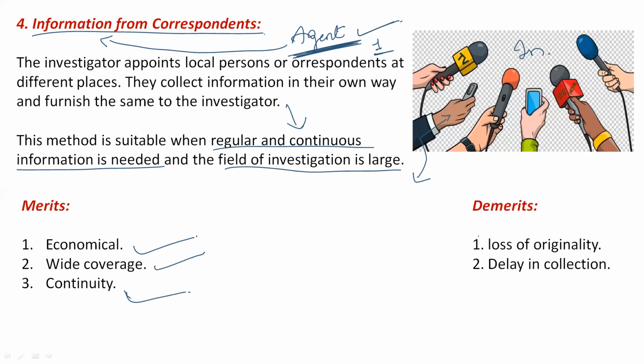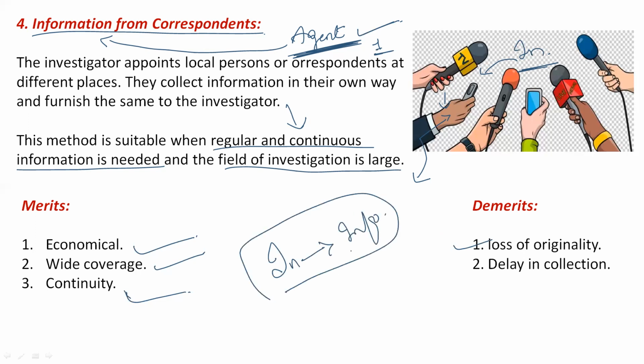The demerits are loss of originality. Sometimes it is possible because the information we are getting here is from the agent, not directly from the informant. So the information is being transferred through 2 to 3 stages in between. In that case, originality definitely is lost. Originality can be maintained only when the communication happens between the investigator and the informant. Only when two parties are involved can originality be maintained. But when certain other persons are involved in between, there will definitely be loss of originality.